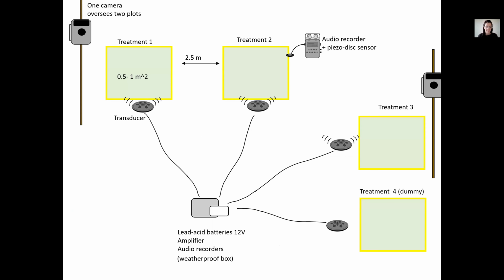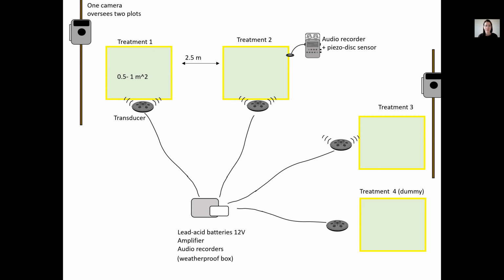So what might that look like in practice? Here I've got this diagram, and you can see the yellow boxes. These would be our experimental plots. They would not be visibly marked, only with turf paint, nothing too major, and they'd be about 0.5 meter to 1 meter squared plots. This is where we'd be assessing turf damage after the playbacks. And we'd have a number of these plots.